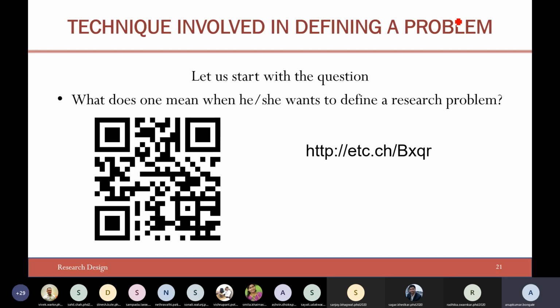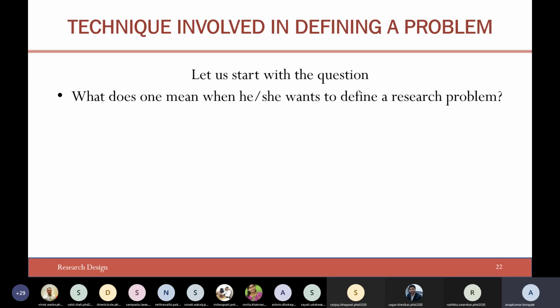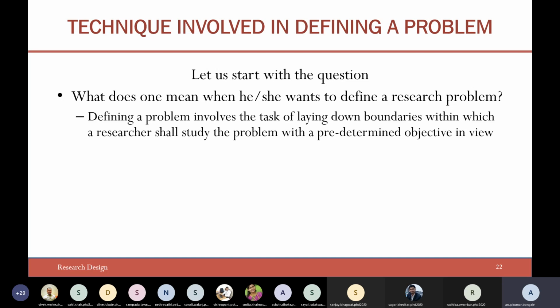I think we don't have much time, so we'll continue with the discussion itself. What does one mean when he or she wants to define the research problem? It means that defining a research problem involves the task of laying down the boundaries within which the researcher shall study the problem with a predetermined objective in view.